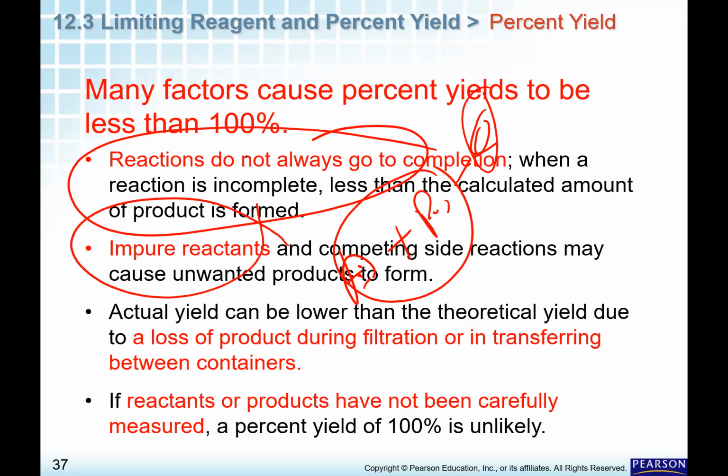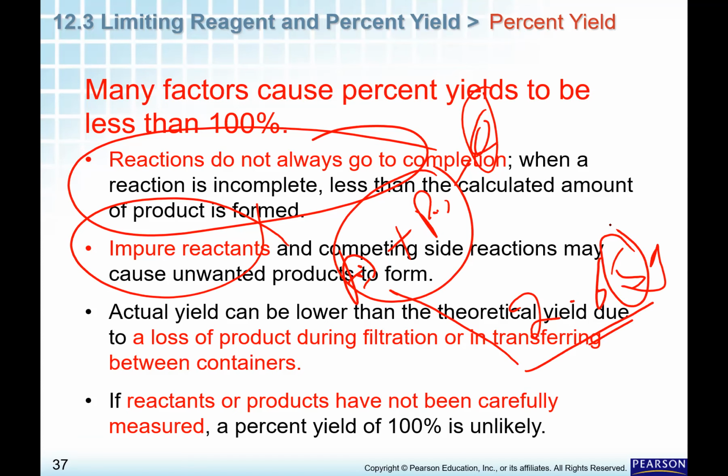Impure reactants: when you weigh A, for example, you needed 2.65 grams, and you weigh it on the scale, which is very accurate, but that material is not pure. So part of the 2.65 that you weighed is impurities. So there will be less than what you put, and that will produce a lesser amount.